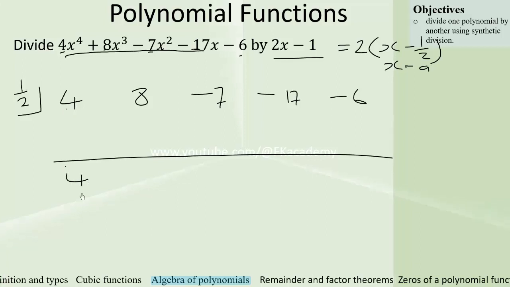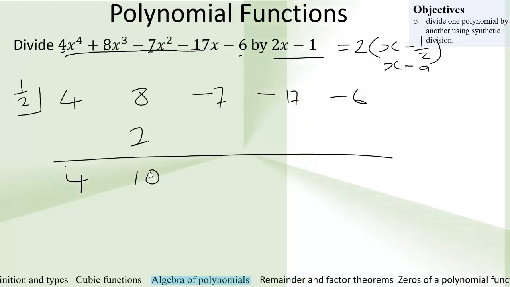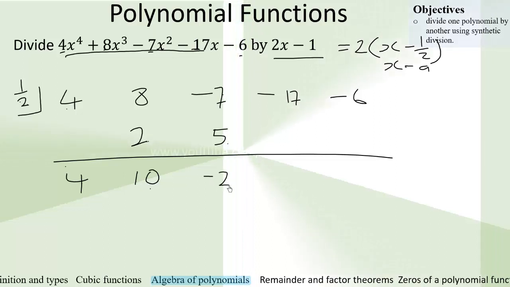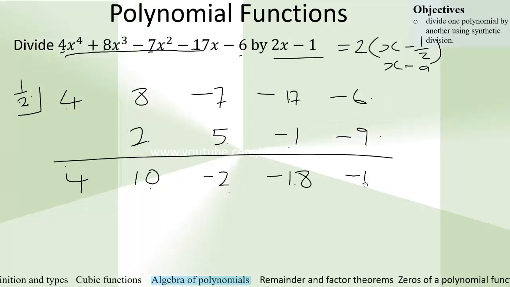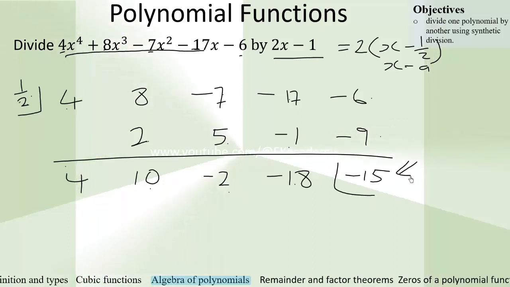Now we drop the 4 here. Half times 4 is 2. 8 plus 2 is 10. Half times 10 is 5. Negative 7 plus 5 is negative 2. Half times negative 2 is negative 1. Negative 17 plus negative 1 is negative 18. Half times negative 18 is negative 9. Negative 6 plus negative 9 is negative 15. So this is the remainder, negative 15.